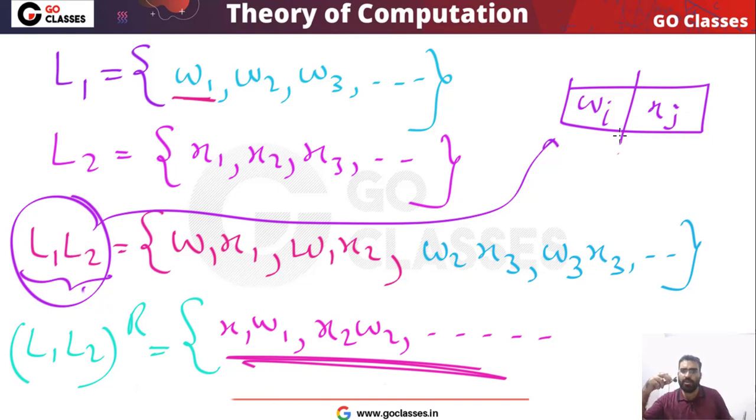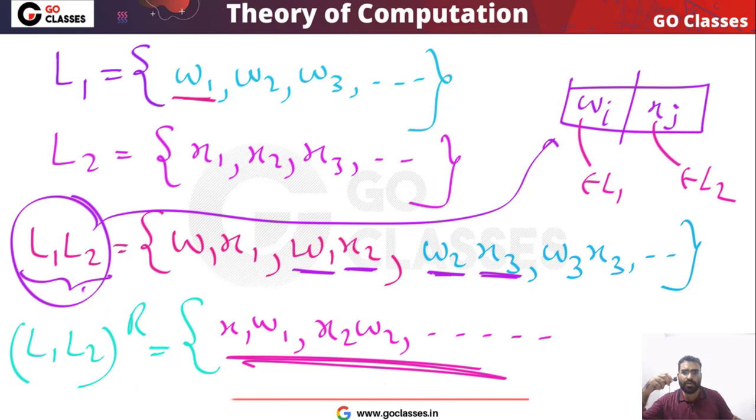Okay, in L1 L2, this type of strings you have: string of L1 followed by string of L2. This type of strings you have in L1 L2, string of L1 followed by string of L2, like this.